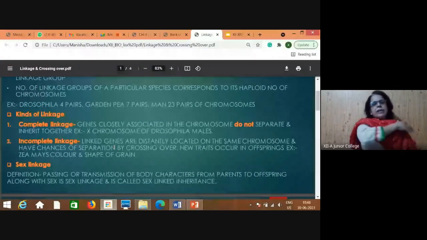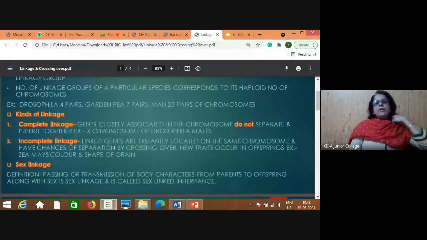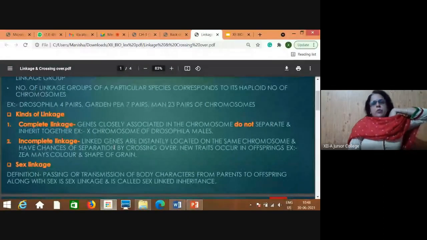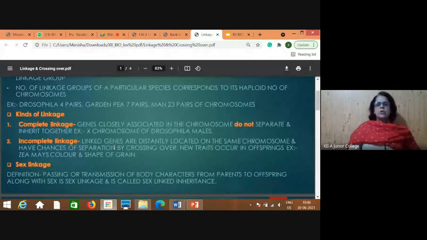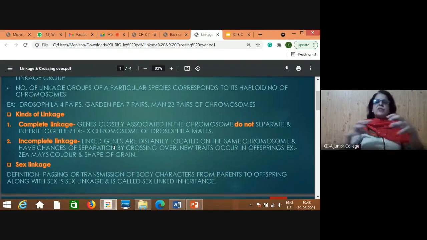Then incomplete linkage means what? The linked genes are distantly located on the same chromosome and have chances of separation by crossing over, and so new traits occur in the offspring. That means on a chromosome, when genes are loosely arranged, located distantly at a particular distance, only then are there chances of crossing over and a possibility of separation, and that's why new traits or new combinations can be formed in the offspring. That is what is called incomplete linkage.